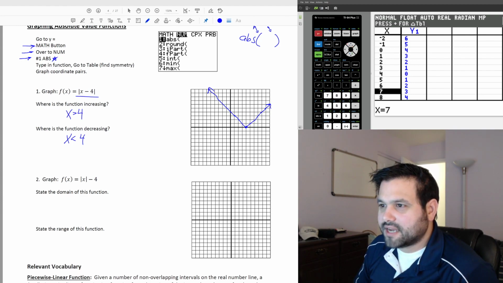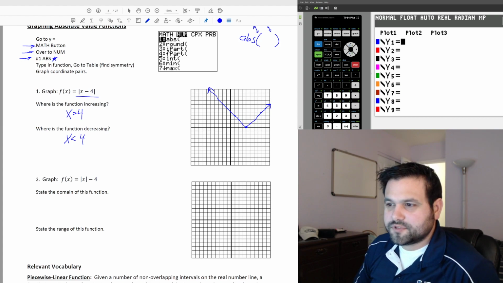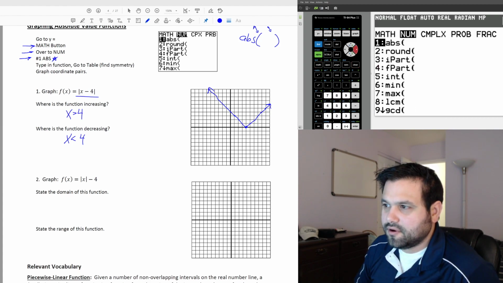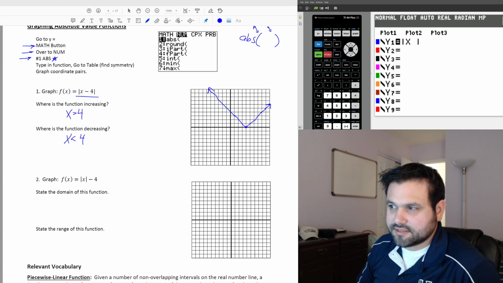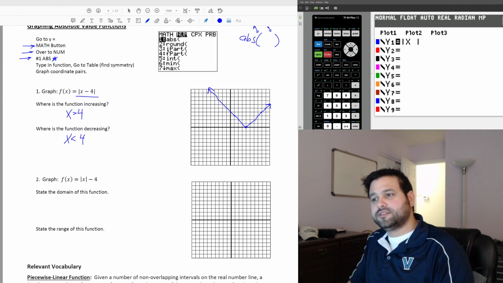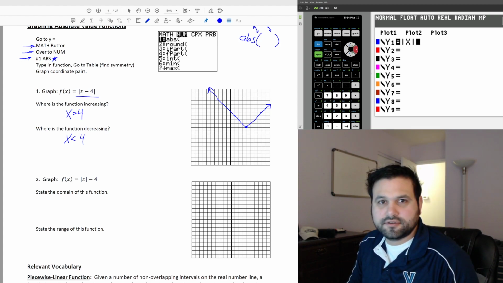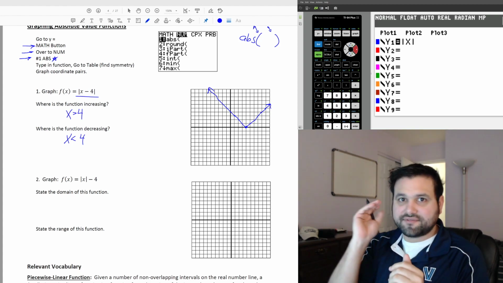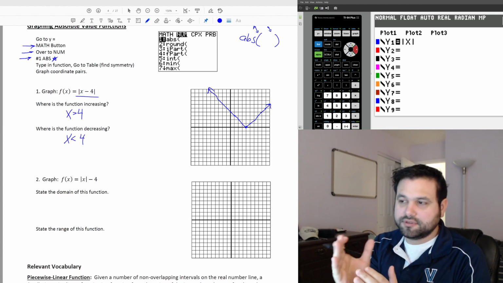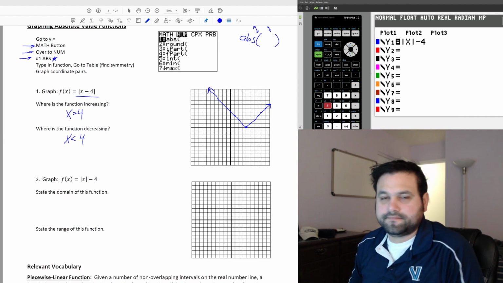So if I go back to y equals, I'm just going to go ahead and clear that out. I want to type in this function. So math over to number, absolute value, and it's absolute value of x. Now to get out of the bars, I just have to go to the right. Right? I arrow to the right. Now I'm outside of the absolute value sign. And if you have the parentheses, you just have to close the parenthesis. So you close the absolute value bar, and then you press minus 4.